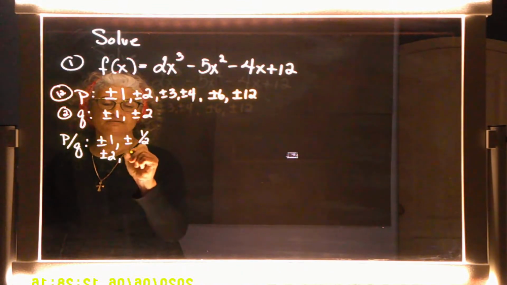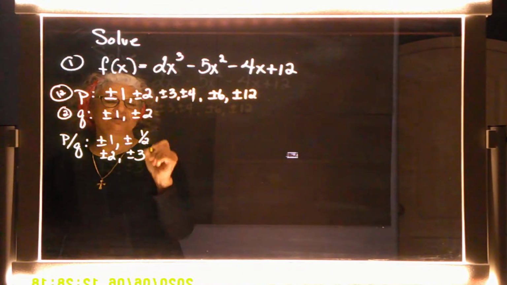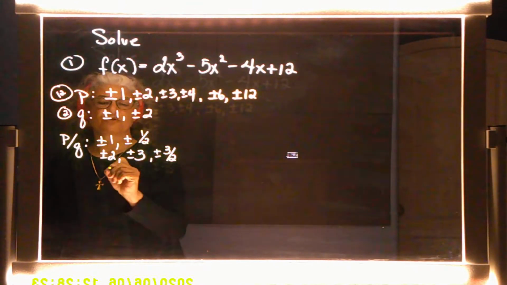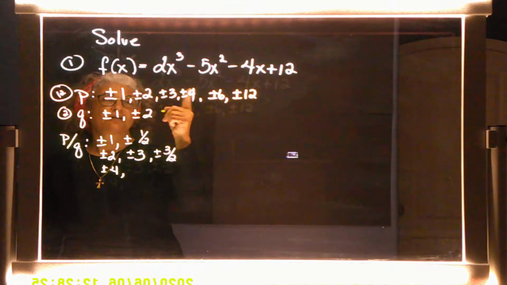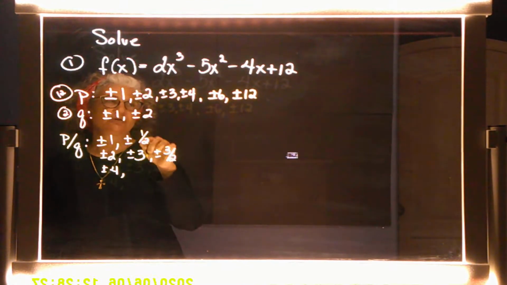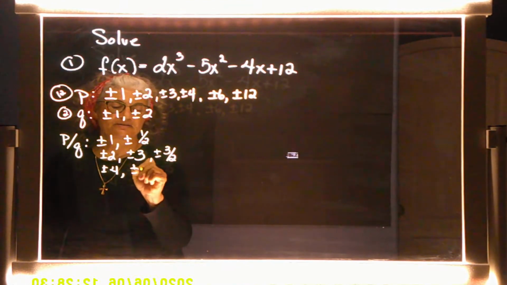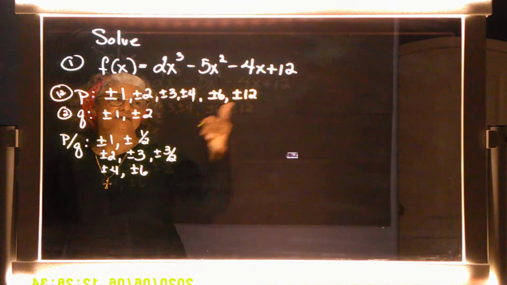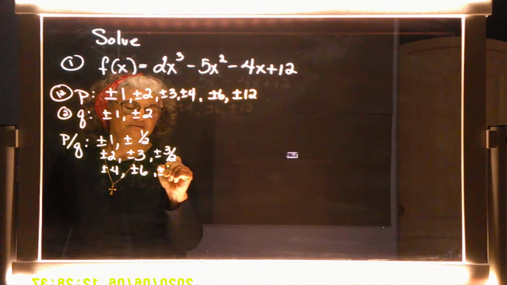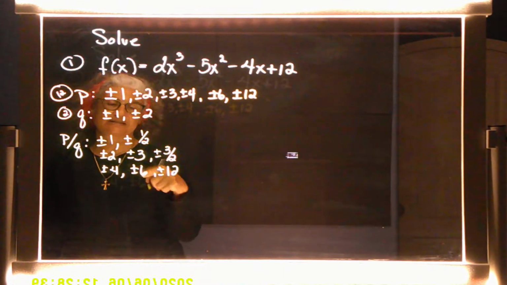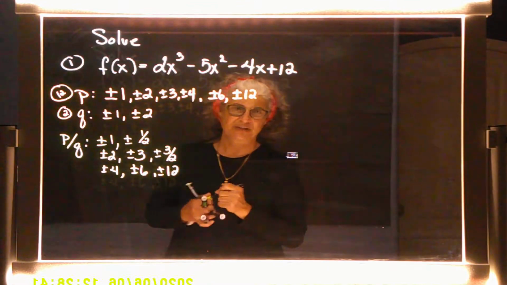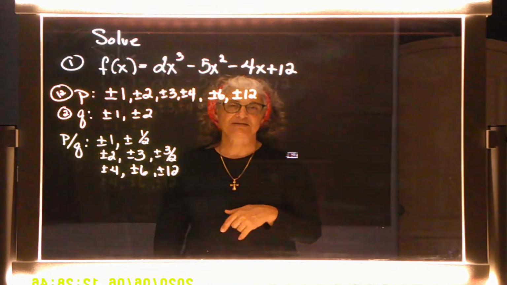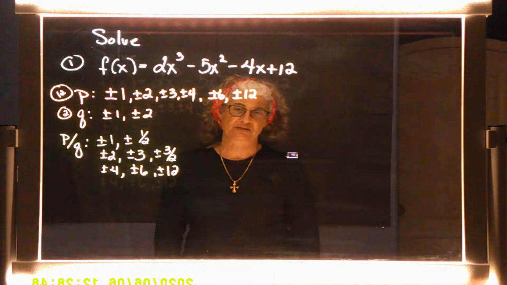3 over 1, 3 over 2, 4 over 1, 4 over 2, well that's just 2, don't need it again. 6 over 1, 6 over 2, well that's 3, already got it. 12 over 1, and 12 over 2, well that's 6, already got it. So let's see, what do we have in this case? I got, again, 16 possibilities. Well, I only need 3 answers.